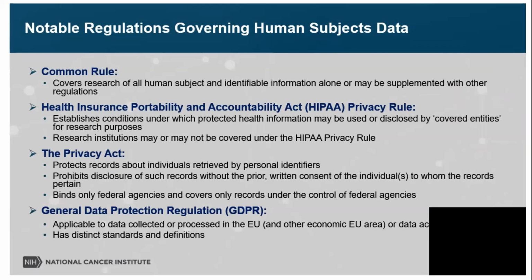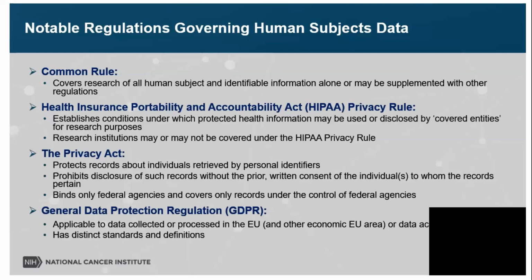First one is the Common Rule, which covers research of all human subjects and identifiable information alone, or it may be supplemented with other regulations, such as HIPAA. It basically applies to how you collect data, but it may also apply if you're collecting HIPAA data. Let's say you're conducting a survey of how many people in a given population have a gluten allergy. If the people in this given population you're studying are just sharing information about their gluten allergy, a condition they may have, and you are not a medical provider, and you will not be using it for any medical treatment, it's not technically HIPAA data. However, the Common Rule may apply here.